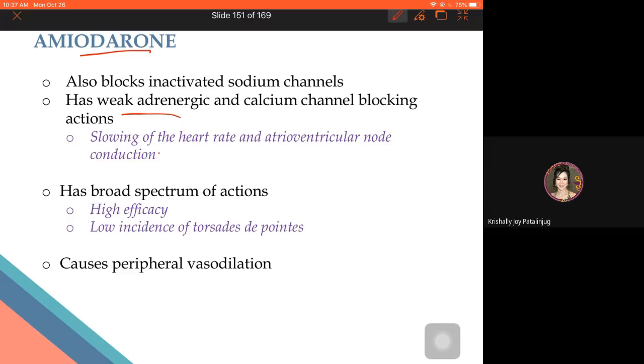Also, it has high efficacy and low incidence of Torsades de Pointes. Kaya usually ang amiodarone ginagamit din siya as first line, take note, first line for ventricular tachycardia. Pero yung lidocaine kanina, first line siya for digitalis-induced ventricular tachycardia. Si amiodarone, this is being used as first line agent for ventricular tachycardia but not really caused by digoxin. Okay, but in general, ventricular tachycardia.